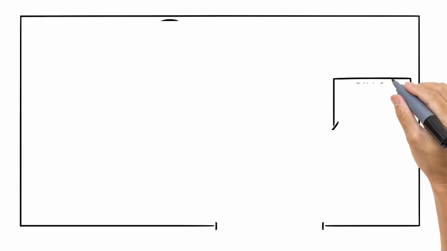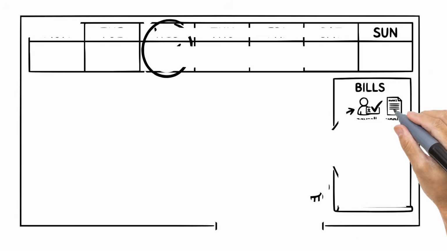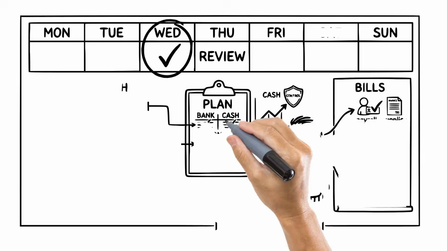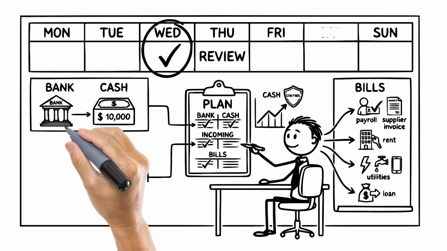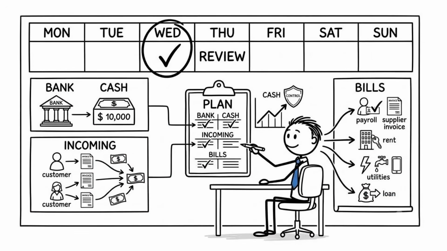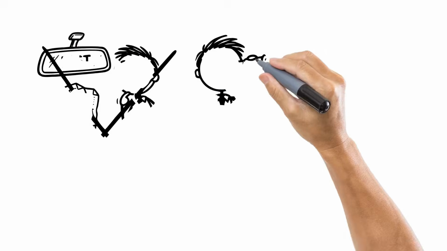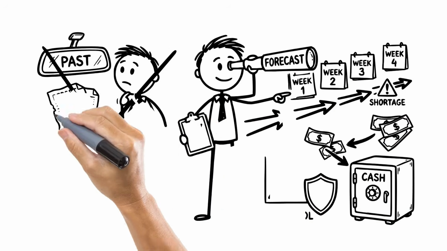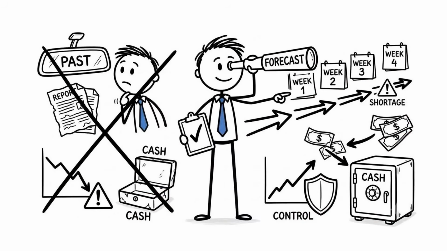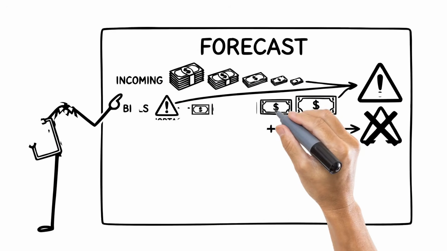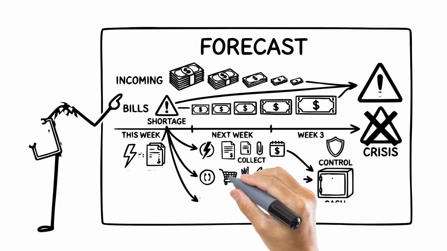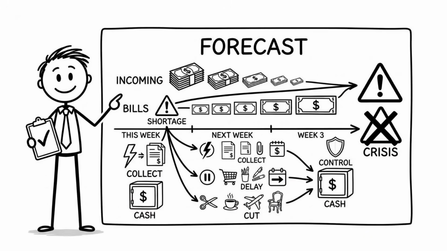Start by choosing one day every week to review your cash position. During this review, record how much cash is currently available in your bank accounts, how much money is expected to come in during the next several weeks, and which bills must be paid during that same period. Looking ahead instead of only looking backward allows you to prepare for shortages before they happen. If you notice that incoming cash will not cover future obligations, you still have time to speed up collections, delay non-essential purchases, or adjust spending before a crisis develops.